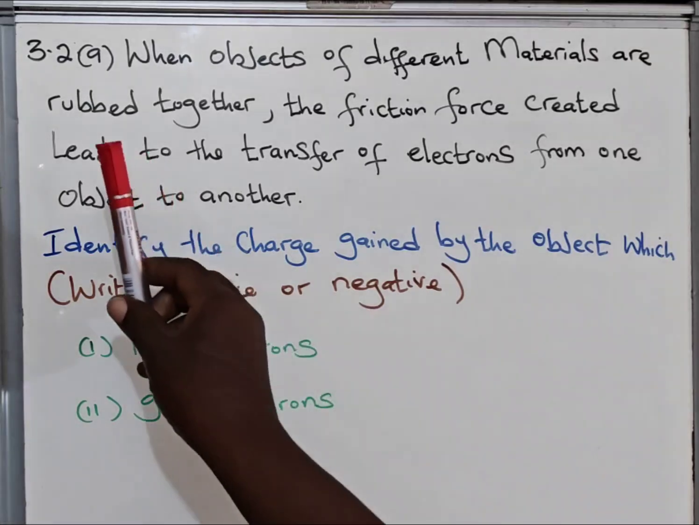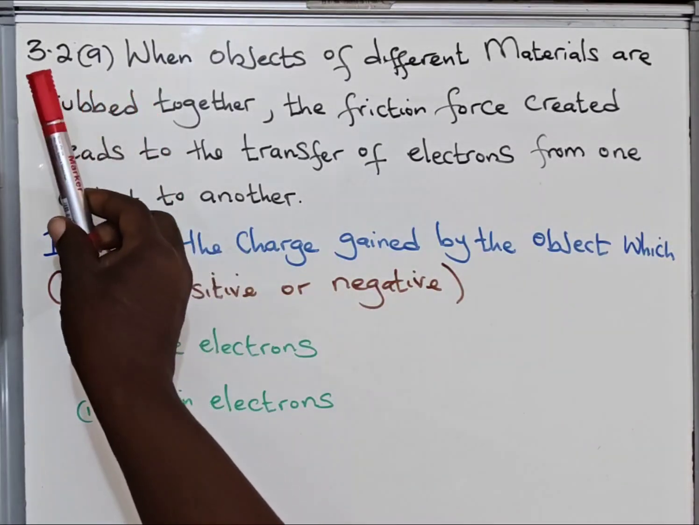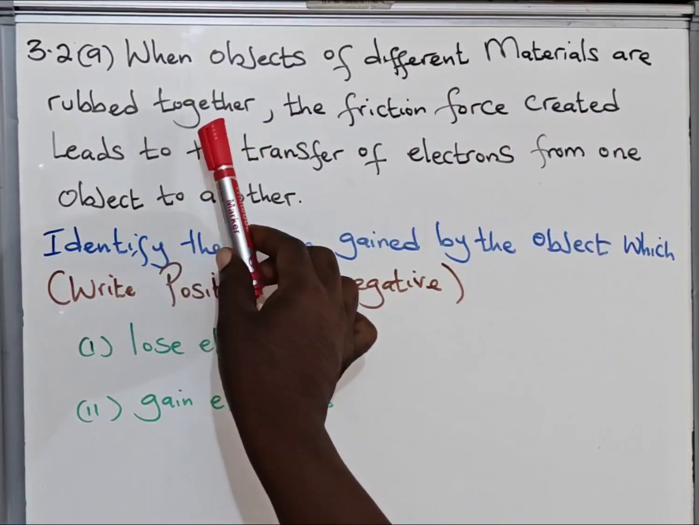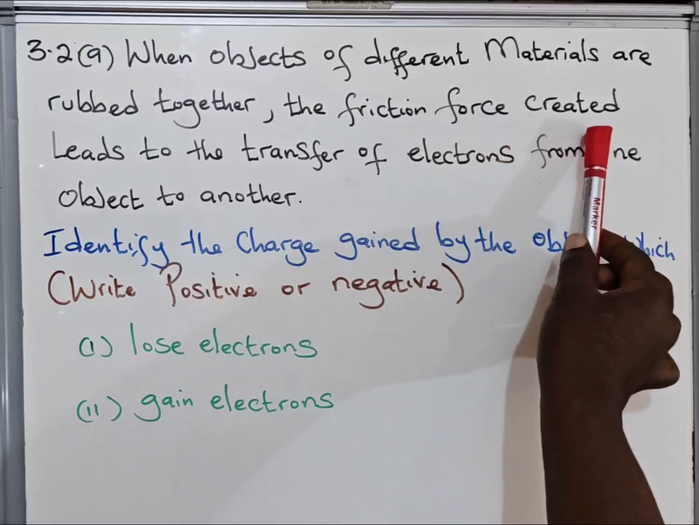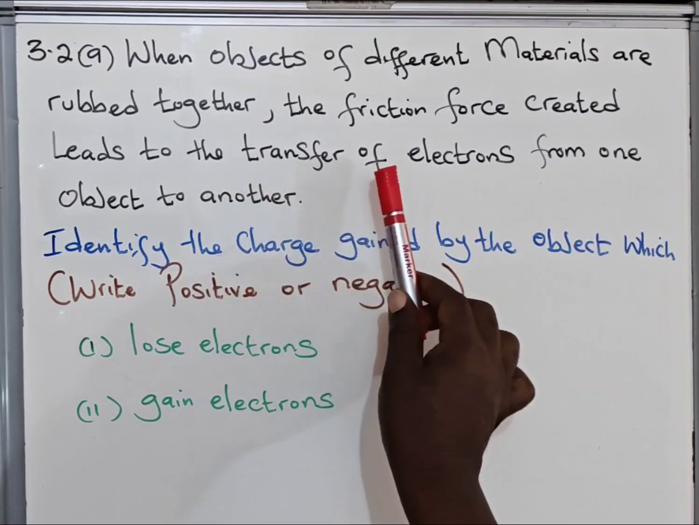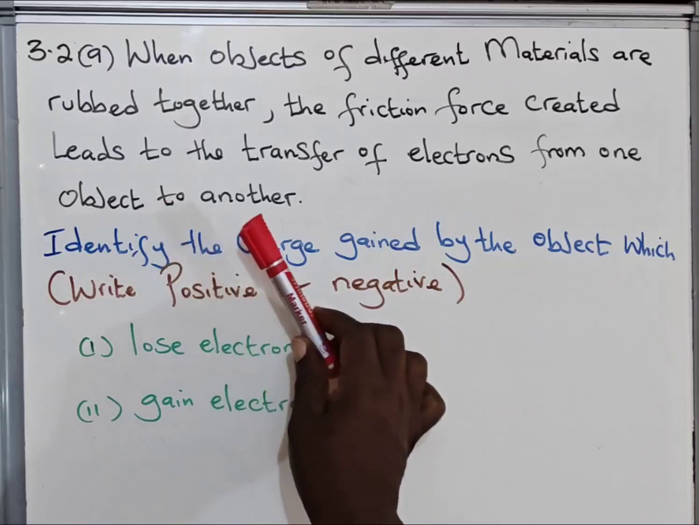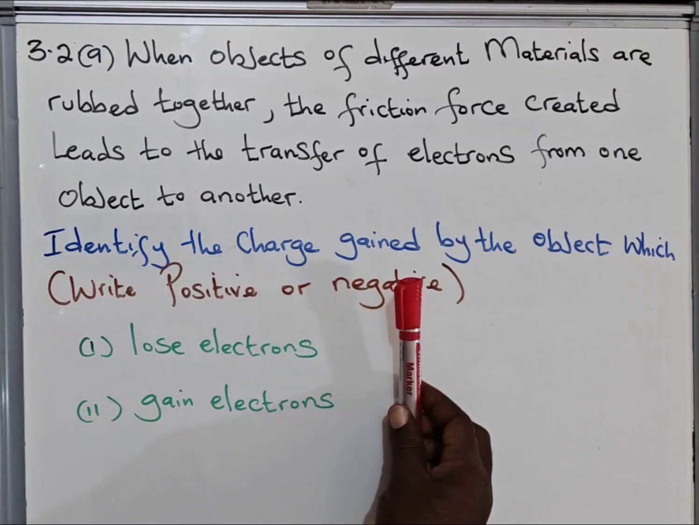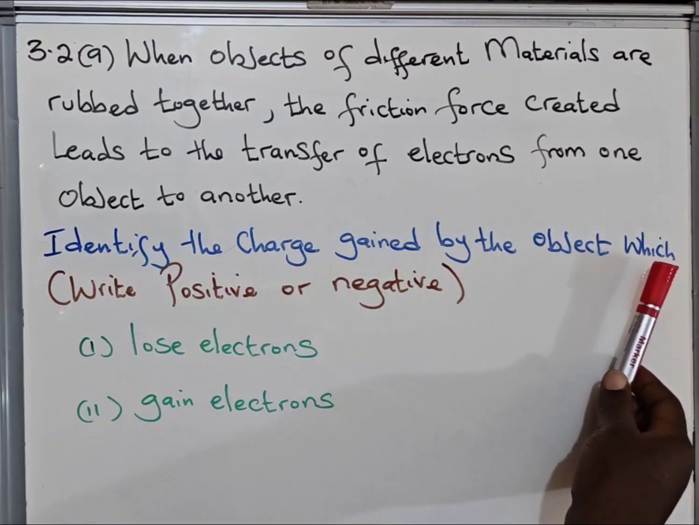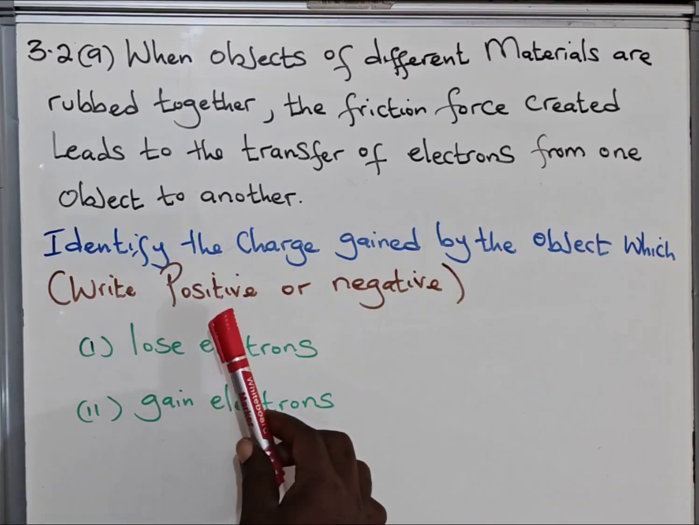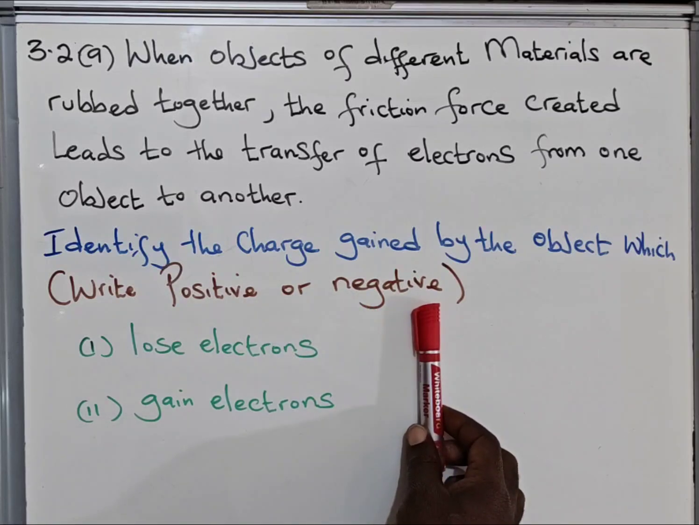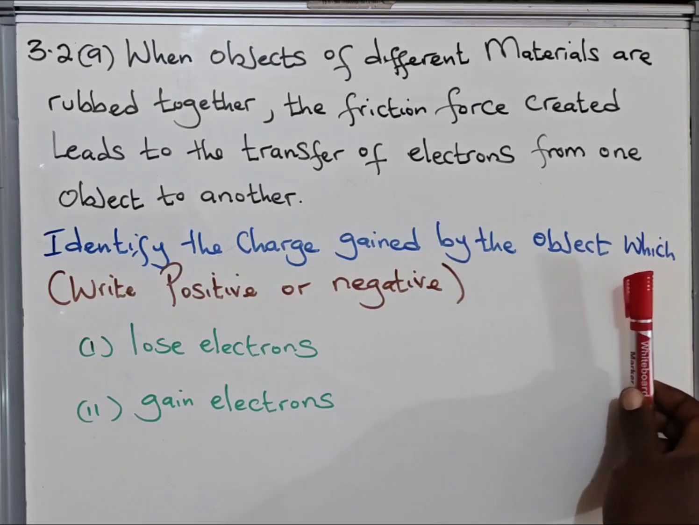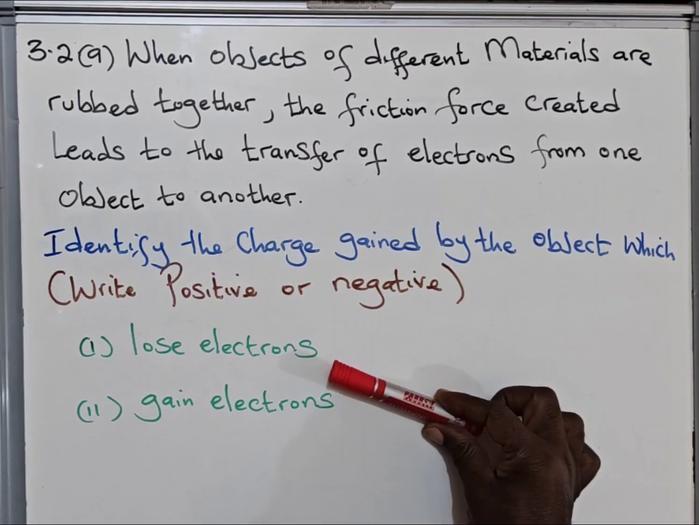Today we are looking at this question, a grade 9 question. It says, when objects of different materials are rubbed together, the friction force created leads to transfer of electrons from one object to the other. Then they say identify the charge gained by the object which loses electrons. Write positive or negative.